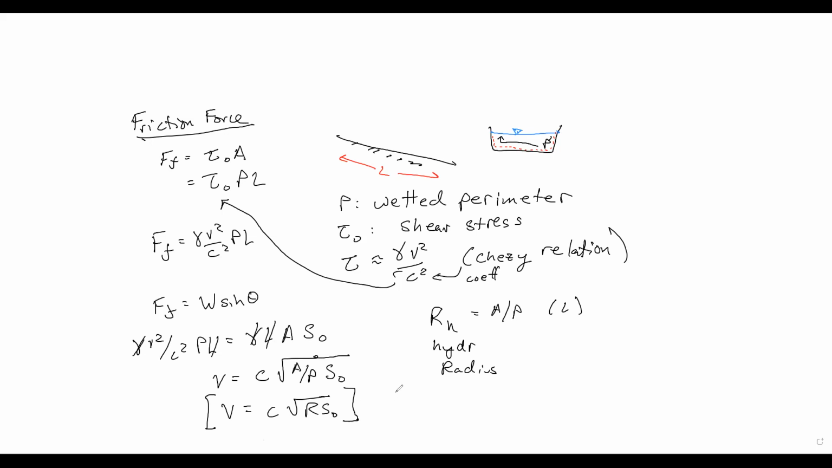This is a kind of a European equation. They all came out of Europe originally, but in America, we use Manning's equation. It just has a very similar format, but not quite the same. So we'll call this the Chezy equation.